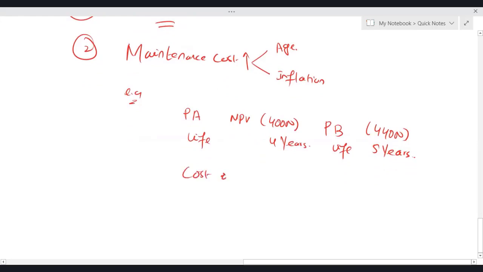Cost of capital is, let's say, 10%. And the simple question is, we need to decide which plant we should buy. Should we buy plant A or should we go for plant B? Now listen. Directly on the basis of NPV, we cannot make the decision because the lives are not comparable. One has a life of 4 years, another has a life of 5 years.